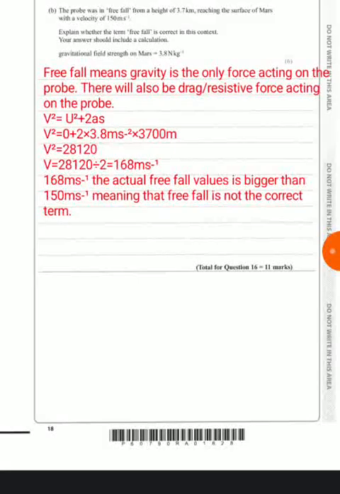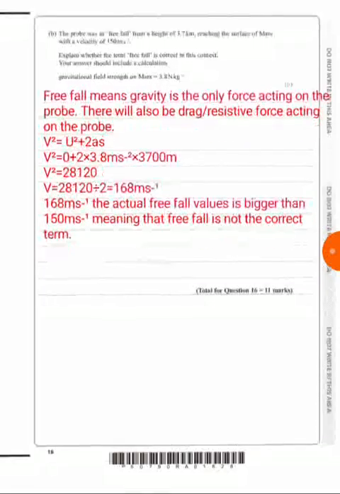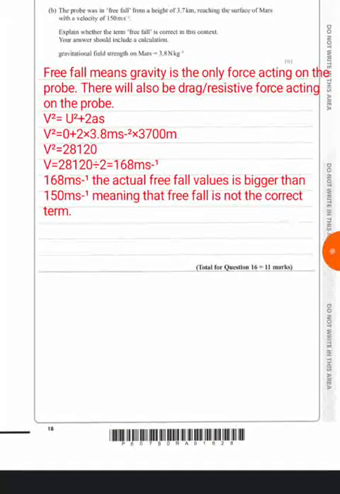So, free fall means gravity is the only force acting on the probe, and there will also be drag or resistive force acting on the probe. That means the forces acted by air on the falling object, since it's free fall. So we need to find whether we can say it's free fall. They have given us the height and the velocity.